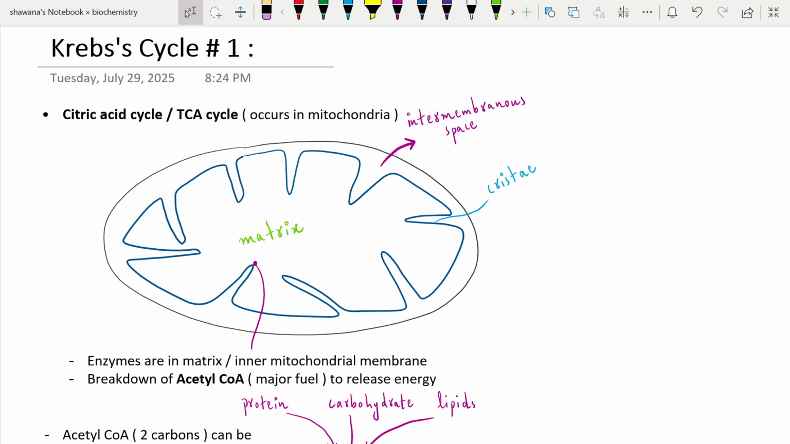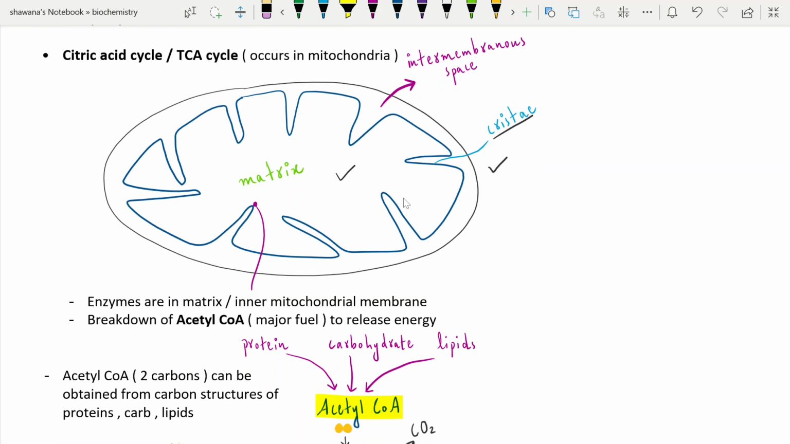It is because the enzymes required for this process are present in the mitochondrial matrix. Let's discuss some of the structure of the mitochondria in detail. This is the mitochondria. The outer and the inner membrane are separated by the intermembranous space, and the inner membrane has several foldings known as the cristae, as you can see here. The enzymes required for this Krebs cycle are present inside the mitochondrial matrix, or they can be attached to the inner foldings of the inner mitochondrial membrane.